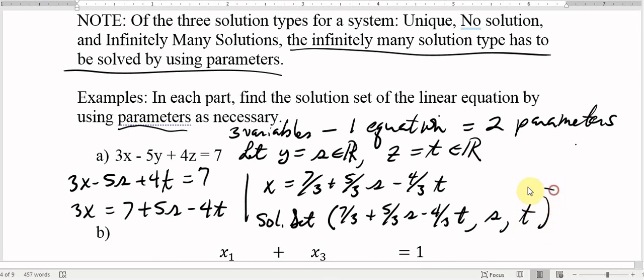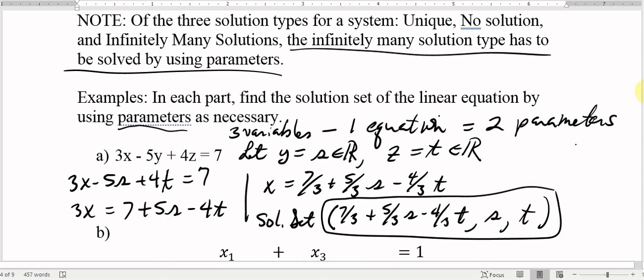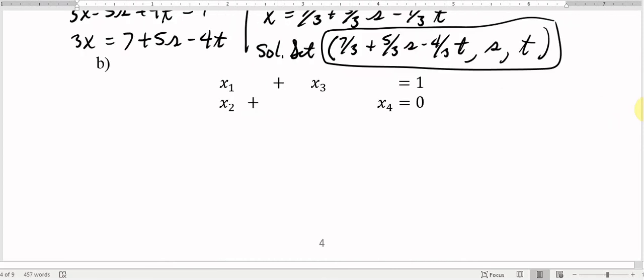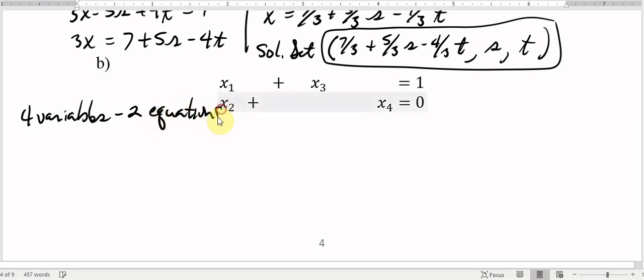And so we call this our solution set. Now let's look at that for another equation where there's more going on. Here we have two equations, but here we have four unknowns, x sub 1, x sub 2, x sub 3, x sub 4. So here we have four variables minus two equations. Now that equals here for us two parameters.